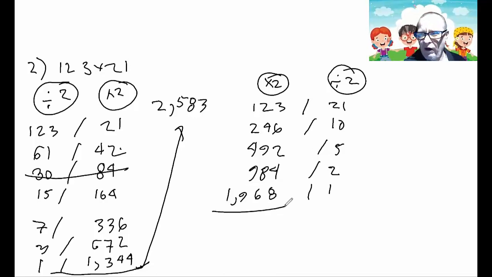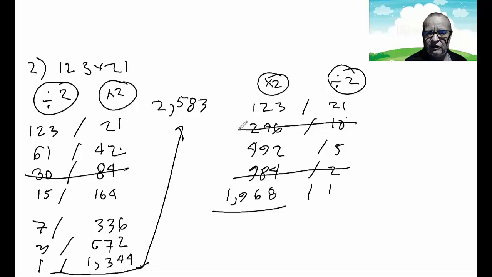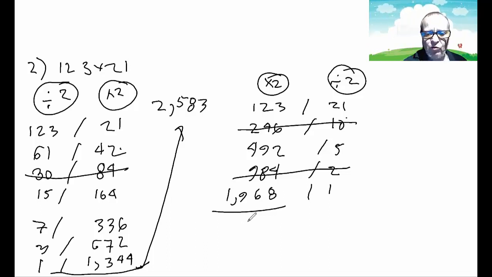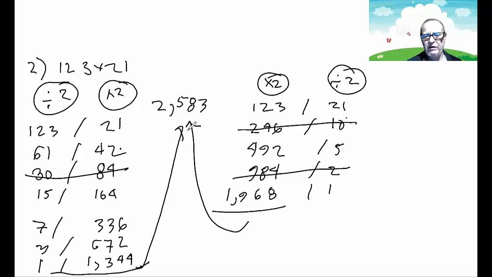Well, before I add all of that up, I have to do the crossing out. Because here's the even one. I don't want that. And here's the even one. I don't want that. So I only really want, in this case, 123, 492, and 1,968. So I only add those up. And when I add those up, guess what? I get the same answer.